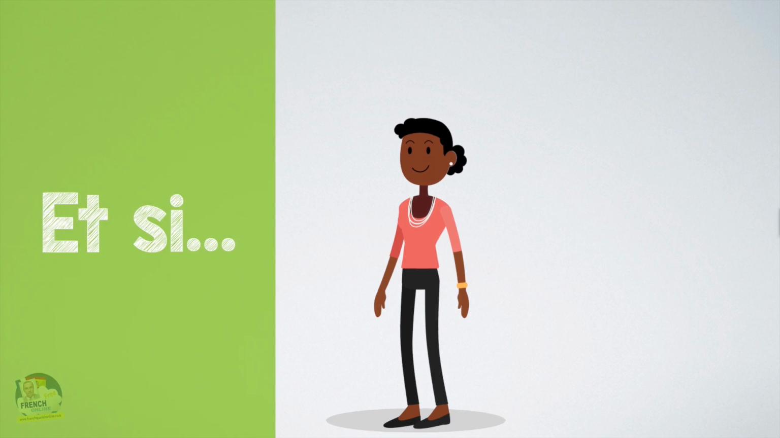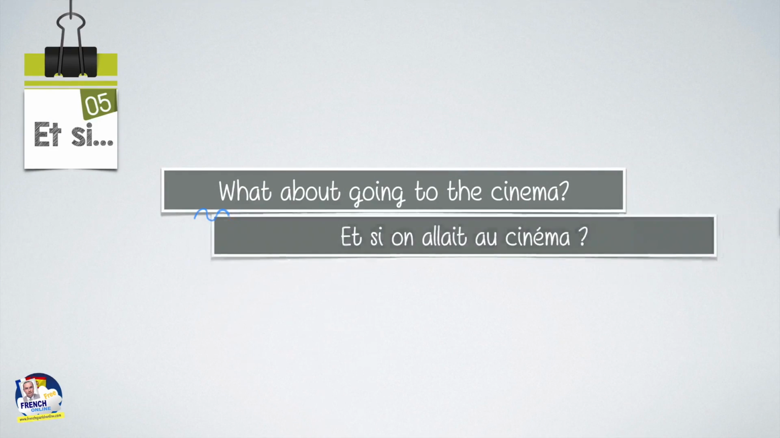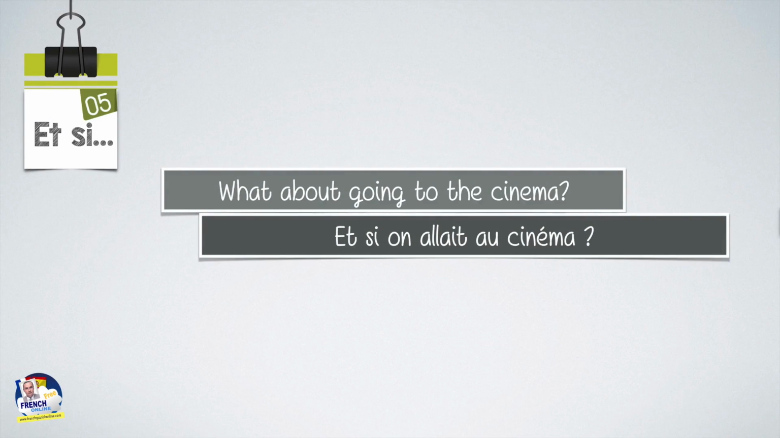Et si, another expression. Et si, in English, translate what about? What about going to the cinema? Well, in French, et si on allait au cinéma? As you can see here, aller, the verb to go in French, is the imperfect tense. Why? Because after si. Et si on allait au cinéma? It's just a question, it's not sure. What about going to the cinema? So what about in French is et si.